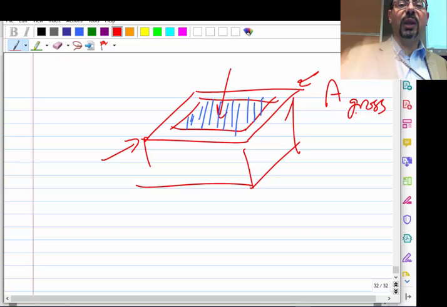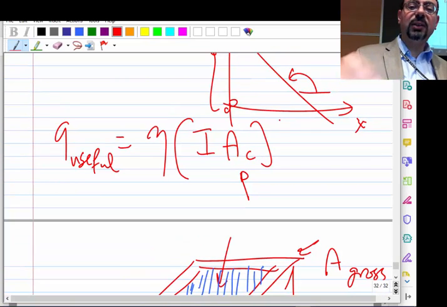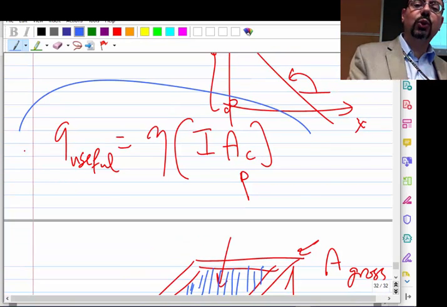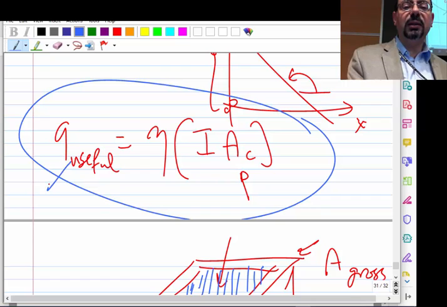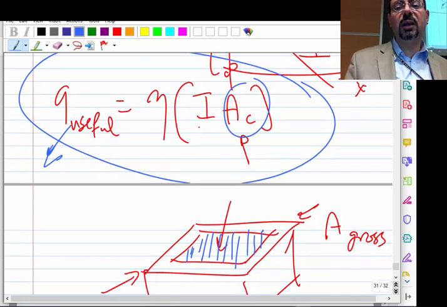So now the question for you is, when I'm trying to calculate the Q useful, how much water is going to be heated, I need to calculate this. What area should I use? Should I use the aperture area or should I use the gross area?